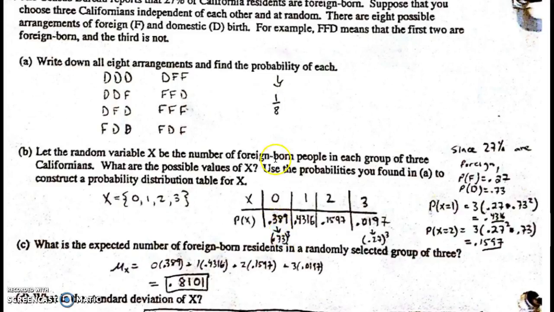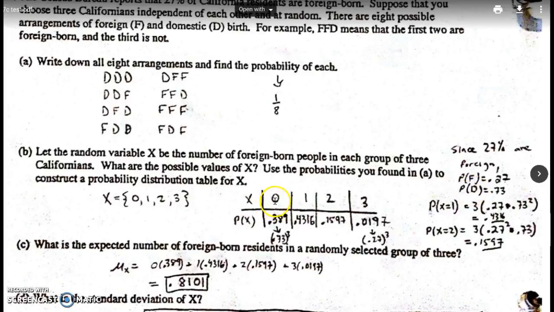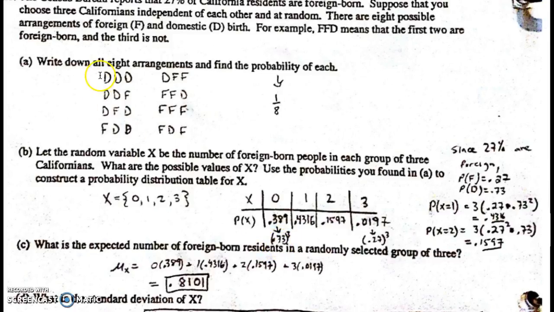The way you do it is you have to find the probability of being foreign. Well, in this case, because there's 0 foreign people, that means there's 3 domestic. So the probability of being domestic would be 1 minus the 0.27, which is 0.73. And there's 3 domestic people in that scenario. So you do 0.73 to the 3rd power, and you get 0.389.